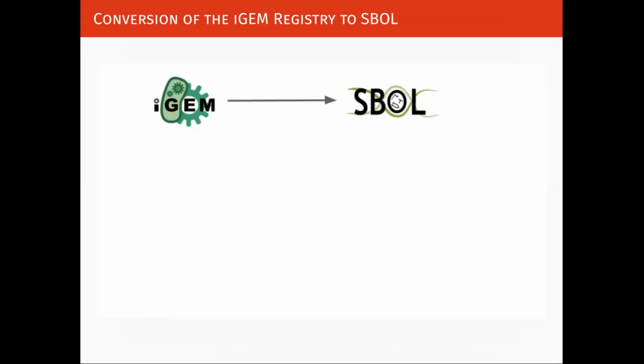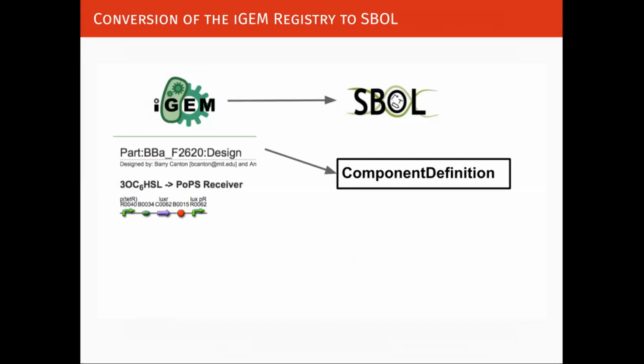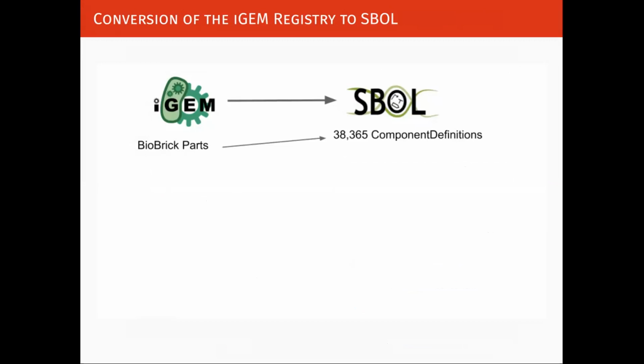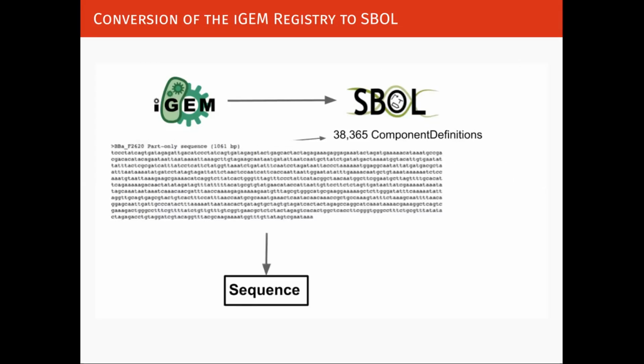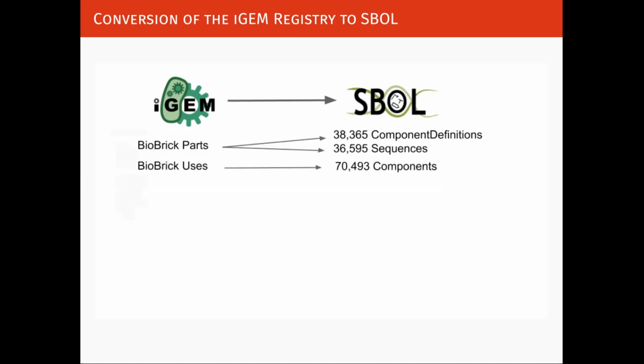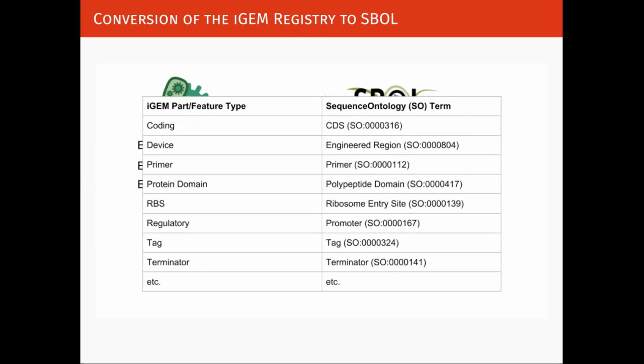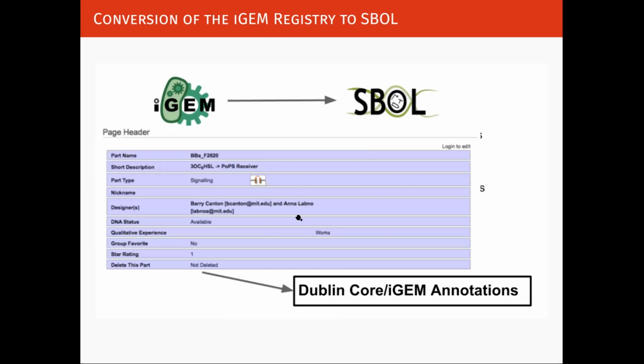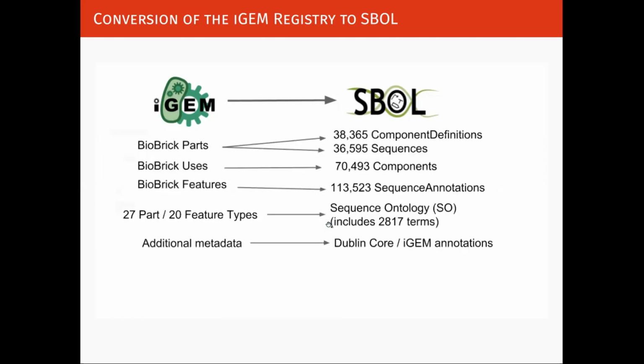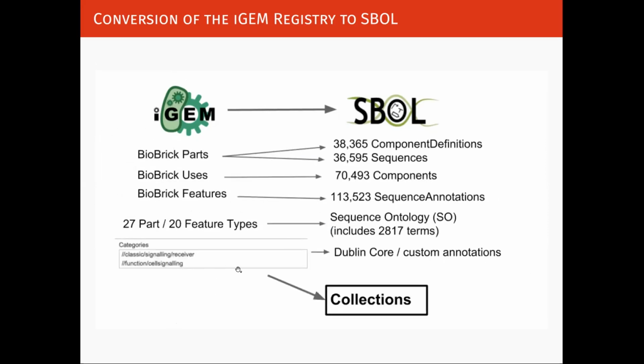One of the things we've done is we've converted all these parts into SBOL. And I don't really need to go through all the details of this. Maybe you can look at the slides later. I want to leave Bryan some time to show things off. But basically, we wrote a script. We converted all the iGEM parts into component definitions and sequences and components. We extracted all the sequence annotations. We mapped their types into the sequence ontology. We mapped their annotations into annotations on SBOL. And we mapped their categories into collections.